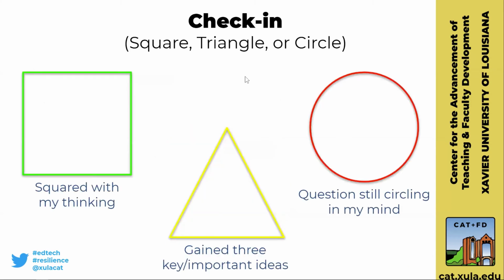All right, and here's a check-in. Square, triangle, or circle. Use the annotation tools and mark up on this screen here. Is what we talked about so far squared with your thinking? Did you gain some key or important ideas? Do you have a question that's still circling in your mind? If you have a question, then feel free to either put it in the chat or come on mic.